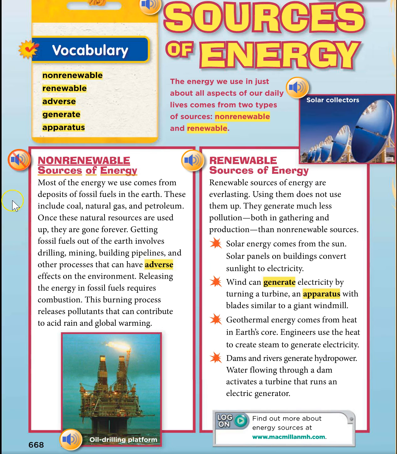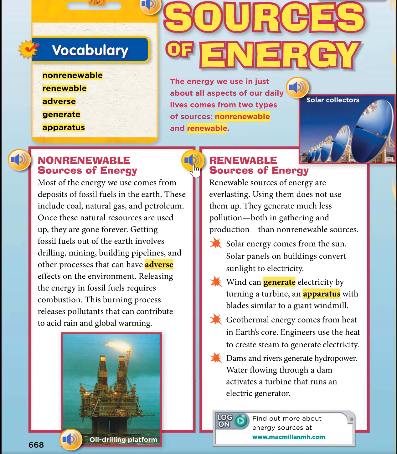Follow along. Non-renewable sources of energy. Most of the energy we use comes from deposits of fossil fuels in the earth. These include coal, natural gas, and petroleum. Once these natural resources are used up, they are gone forever. Getting fossil fuels out of the earth involves drilling, mining, building pipelines, and other processes that can have adverse effects on the environment. Releasing the energy in fossil fuels requires combustion. This burning process releases pollutants that can contribute to acid rain and global warming.